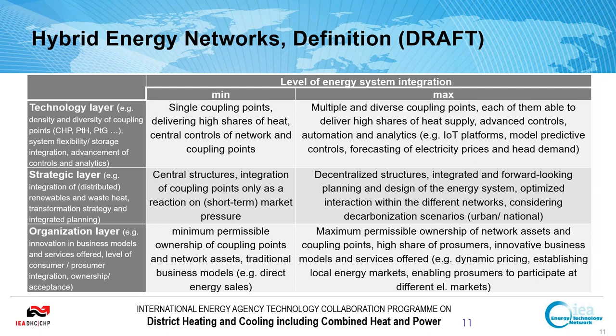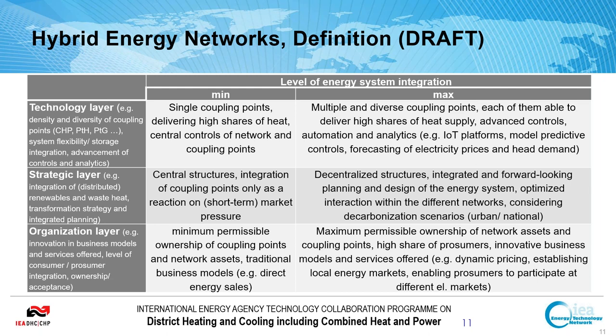The second layer is the strategic layer: how much renewables and waste heat are integrated, and how much you follow a certain strategy, like a decarbonization strategy, in order to do this kind of integration. If you go for minimum system integration, you do this integration centrally, you organize everything on a central level, and you integrate coupling points basically as a reaction to short-term market pressure. You're more reacting than acting. If you go for a maximum level of system integration on the strategic layer, you will see a lot more decentralized structures to integrate decentralized renewables. You have forward-looking integration and planning of the energy system, and you really optimize the interaction with the different networks. And also very important, you are proactively going towards decarbonization and not reacting to market pressure.